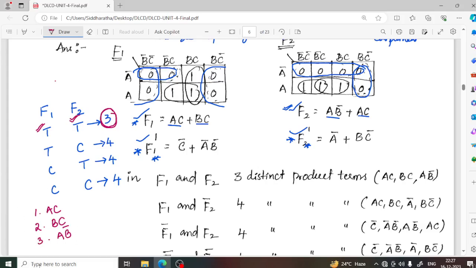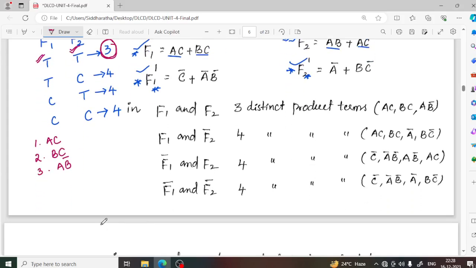So in design, if you consider fewer distinct product terms, it results in fewer AND gates. Why? Because every product can be realized by an AND gate. So we are going for fewer products, so we get fewer AND gates, and the cost of the programmable logic device will be reduced. So this is the second step. You have to find the combination in which fewer distinct product terms are present, and list out the distinct product terms.